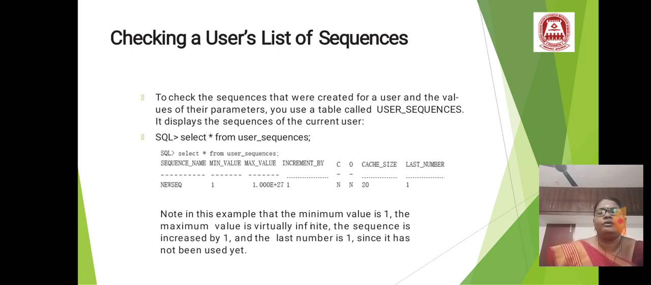The minimum value and the maximum value are shown as default values. It should be incremented by 1 and the last number is shown as 1 since it has not yet been used. If you are using the sequence number, it will show some other value, like 20 or 40. If it has not been generated, it will always show the last number as 1.